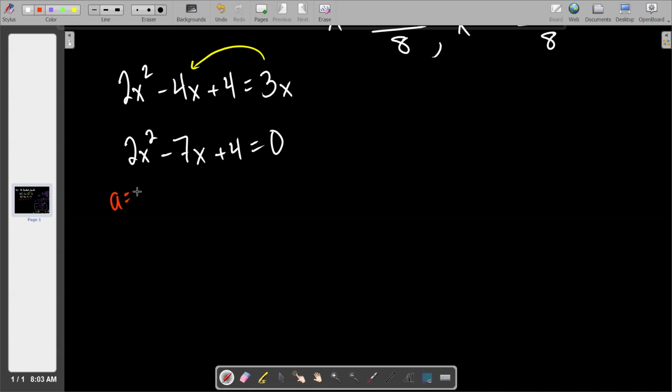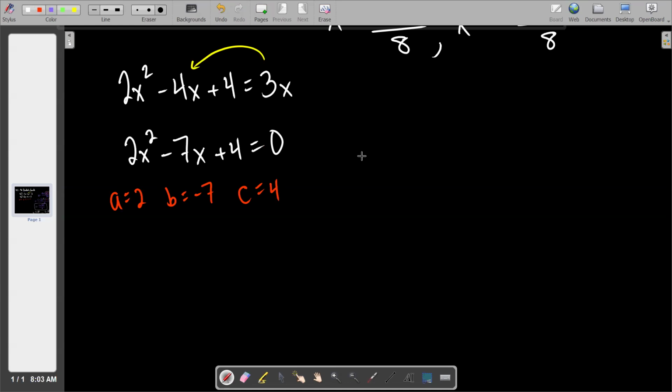Who's A? Who's B? -7. And who is C? 4. Nice. And I'm not going to keep rewriting the purple quadratic formula every time. I assume you jotted it down in your notes. And so now we're going to plug those numbers into the template.